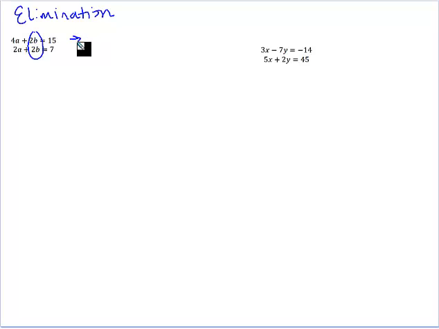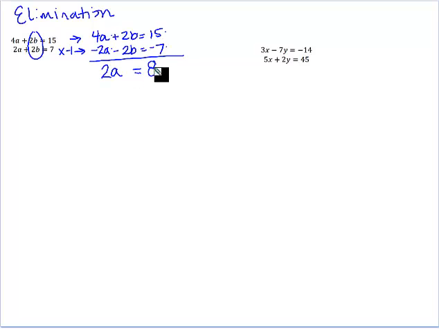So I'm going to leave the first equation the same. So 4a plus 2b equals 15. And I'm going to multiply the second equation by negative 1. So negative 2a minus 2b equals negative 7. If you multiply by negative 1, you have to multiply both the left and the right-hand side of the equation. Now you add the two equations together. So 4a minus 2a is 2a. 2b minus 2b cancel is equal to 15 minus 7 is 8. Divide by 2. So a is 4.